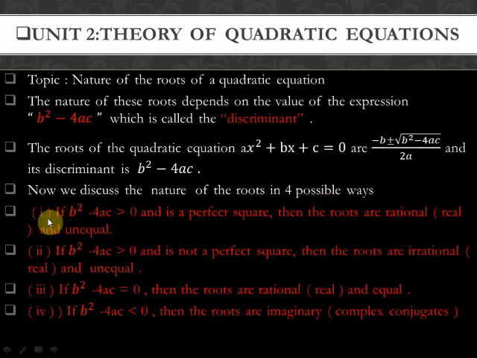The first, if b square minus 4ac discriminant is greater than 0 and is a perfect square, then the roots are rational, real, and unequal. Second rule, if b square minus 4ac discriminant is greater than 0 and is not a perfect square, then the roots are irrational, real, and unequal.